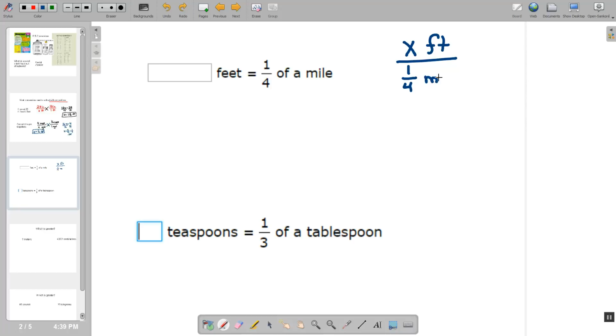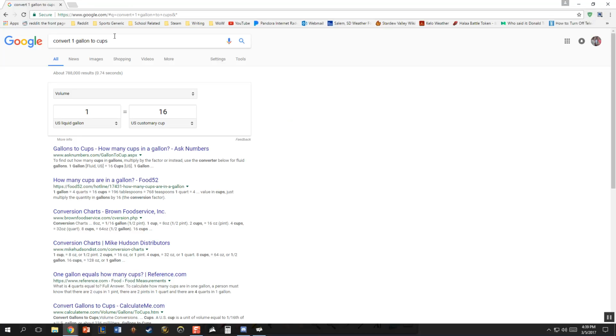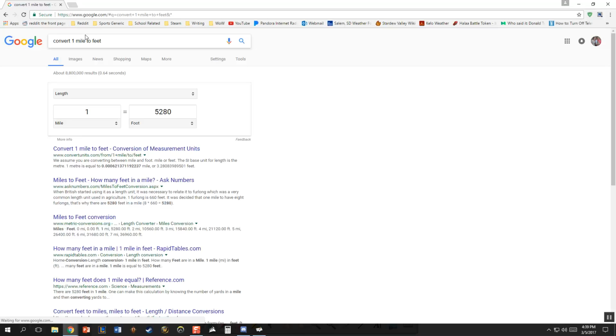Now, if you're thinking, why don't you turn that to a decimal? You could, but I'm going to leave it as a fraction just to show you that's fine as well. Now we need the conversion between feet and miles. If you know that miles are bigger than feet, then when you go back to Google, it's going to be better to convert 1 mile to feet than it would be to convert 1 foot to miles.